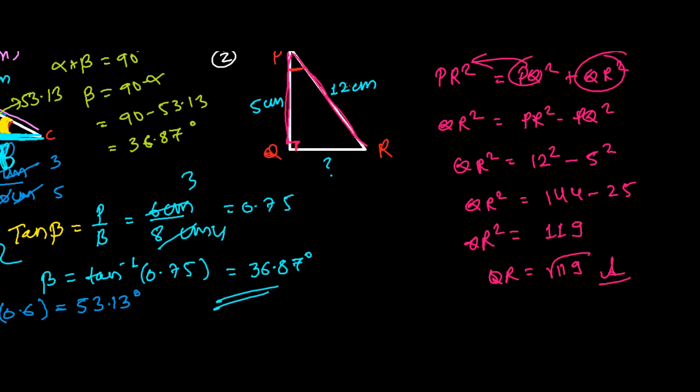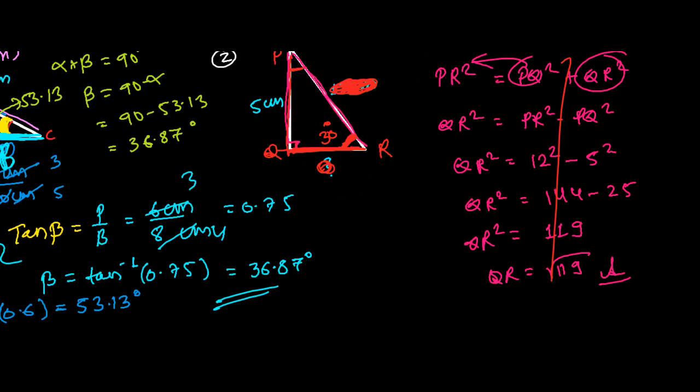Let's say if you were not given this 12, just forget it for a while. And instead of this you were given some angle. Let's say for a while this is 30 degrees. And now you are asked to find this QR. Okay, so how do you do this? This is completely another question. Let's cut this for a while. This is another question: a right angle triangle with one angle of 30 degrees and one side. How do you find QR now?